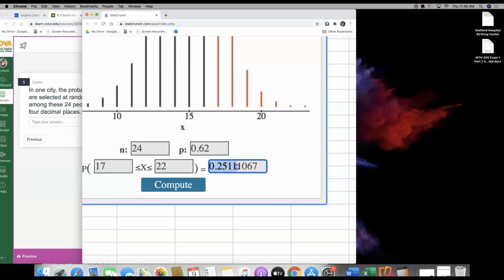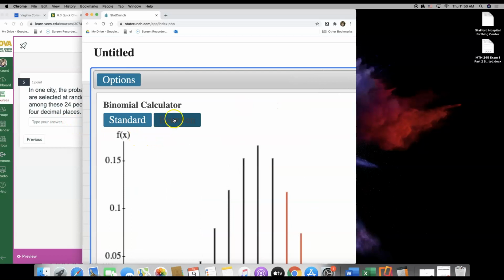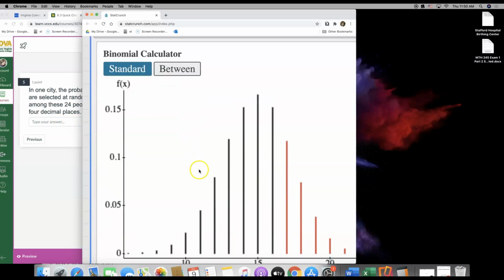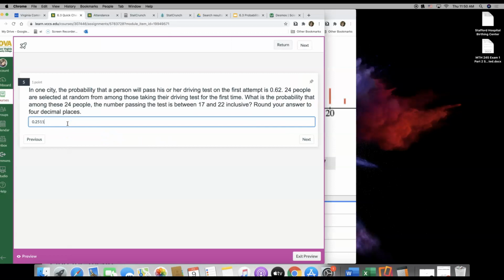But they said round your answer to 4 decimal places. I can see it over here, 4 decimal places. So my final answer is 0.2511. Note that we're using the between calculator to write the lower bound of 17 on the left and the upper bound of 22 on the right. So you write down your final answer, 0.2511.